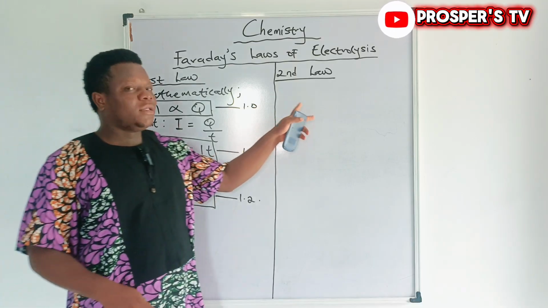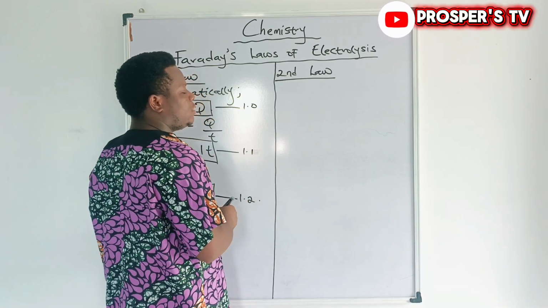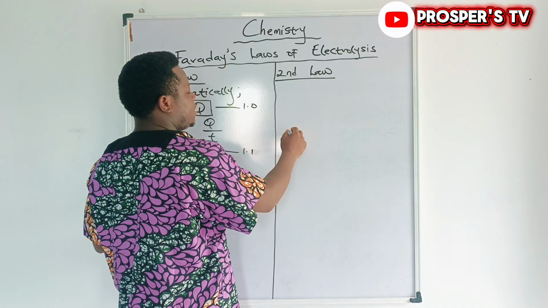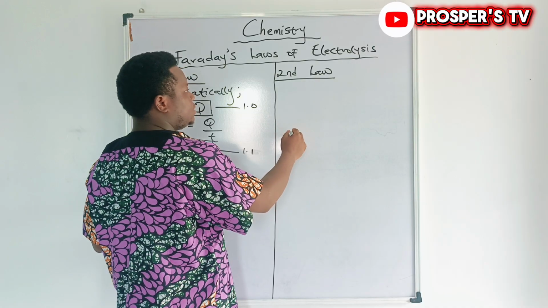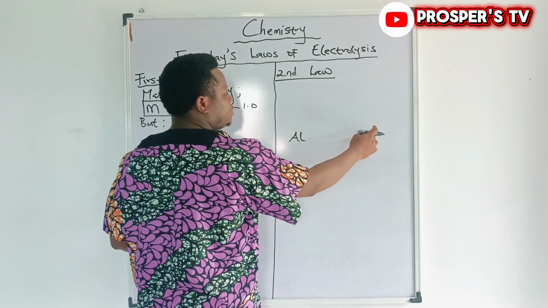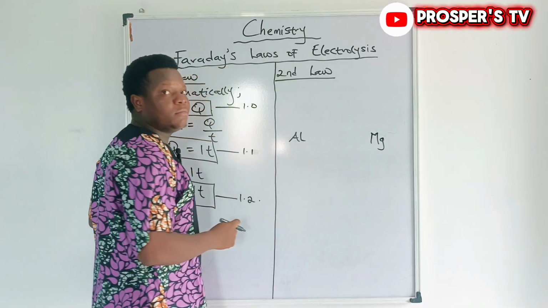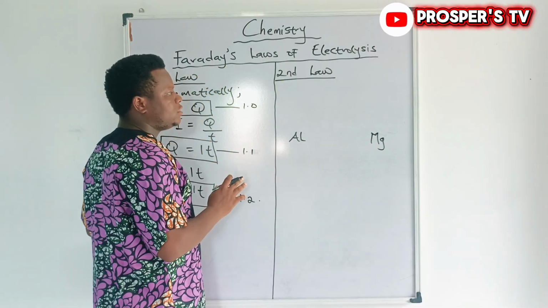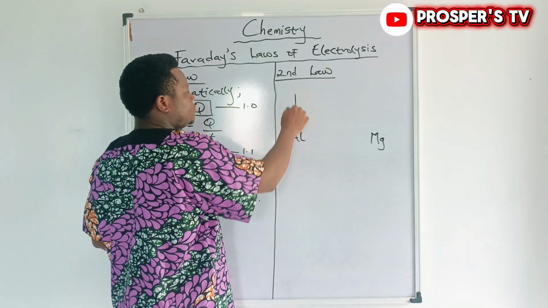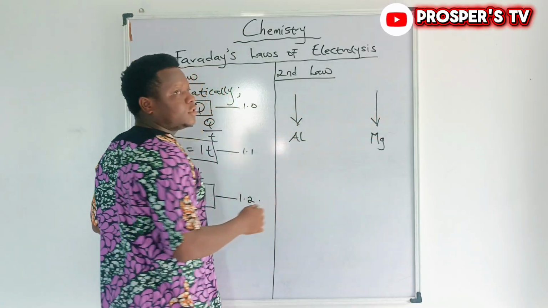For this law to make sense to us, let's consider two electrolytic cells. Let's say on one we are discharging, say, aluminium. On another electrolytic cell, we are discharging, let's say, magnesium. Just follow through with the explanation. Now, if I supply the same quantity of electricity to these two electrolytes.